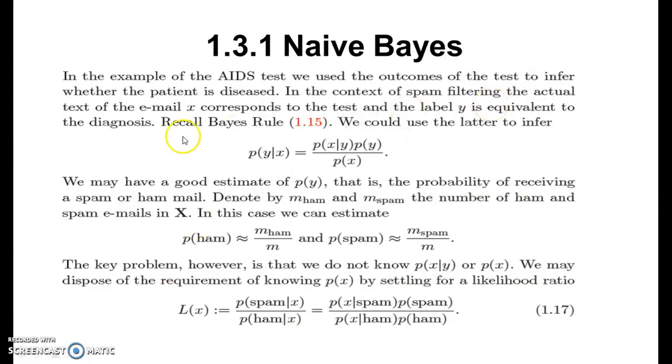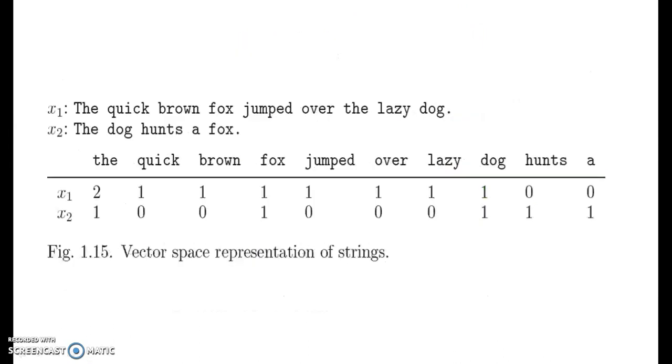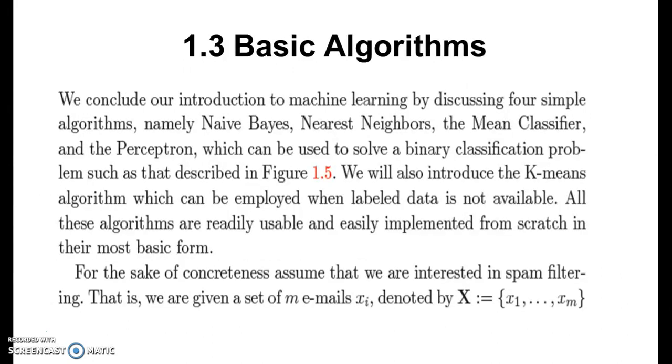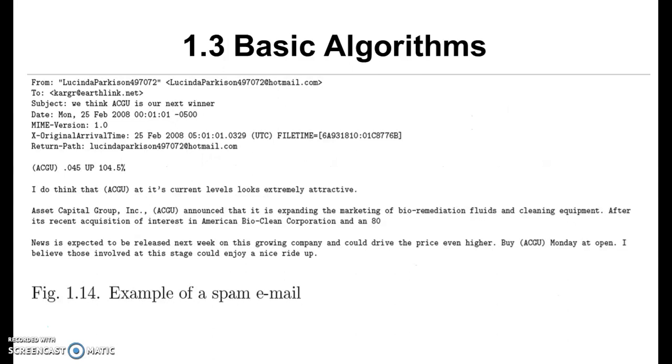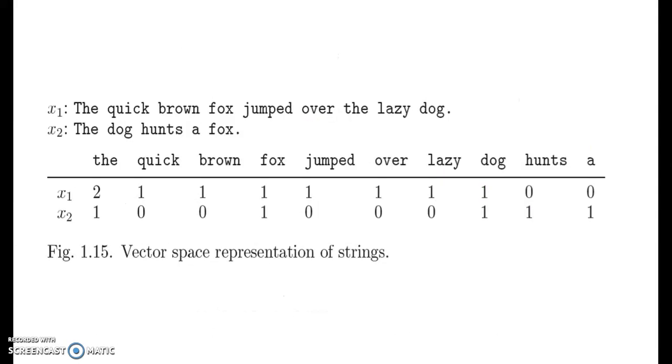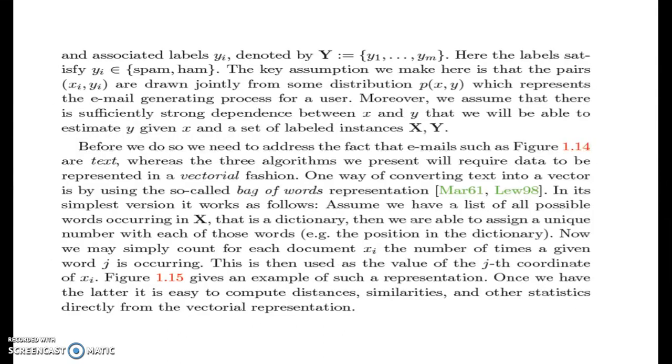So now, what exactly is naive Bayes rule? This is what we're going to discuss now. Let me rewind what we have discussed. We are just trying to understand a particular concept of basic algorithms. And we have a task at hand that we need to find out what are the spam emails that we are getting, and we need to identify them and check them. So for that, we are following this particular method of vector space representation of strings.